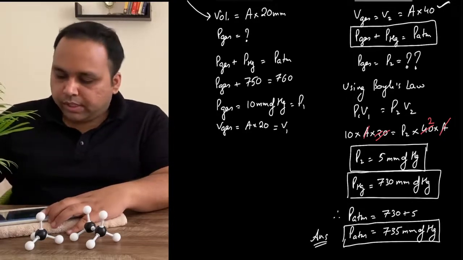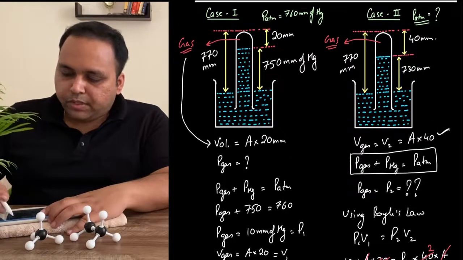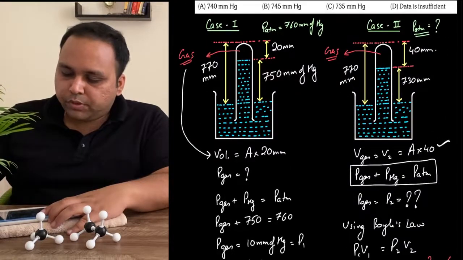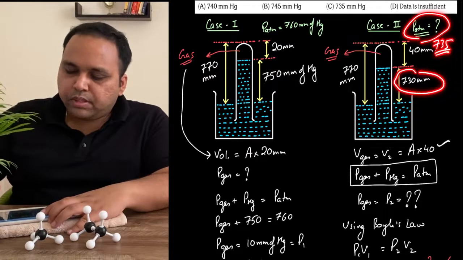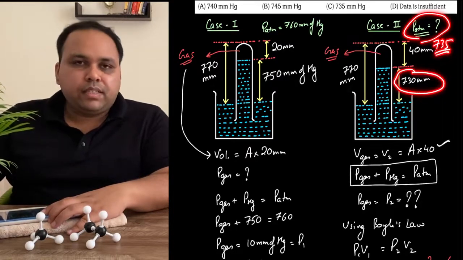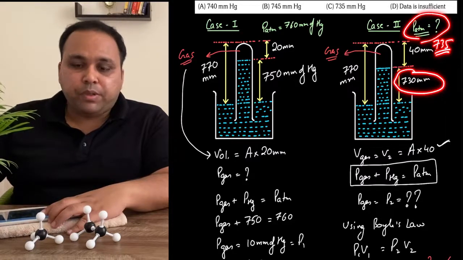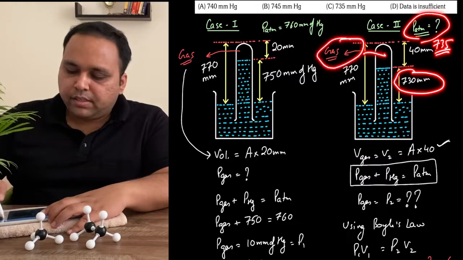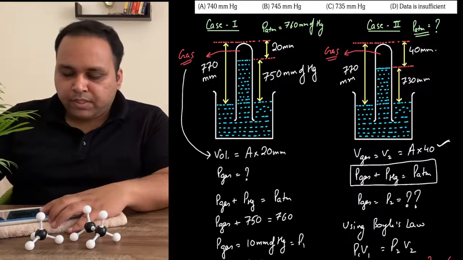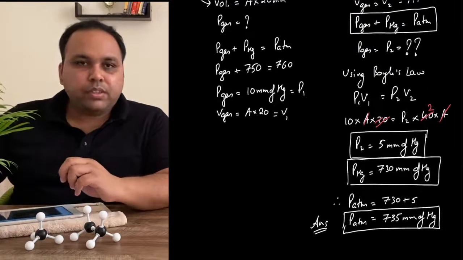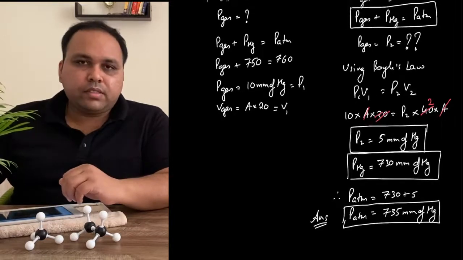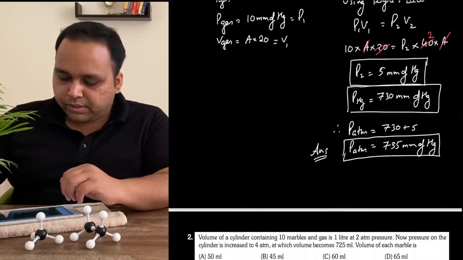Now what you need to see is why do we call this a faulty barometer? We found out that the actual pressure due to atmosphere is 735, but the reading on the barometer is only 730, and that is why it is known as a faulty barometer, because of the presence of some gas in this empty space. So this is the first question. I hope this is clear. If not, just go through it once again. And let's move on to a few more questions on gaseous state, and these are good practice questions.